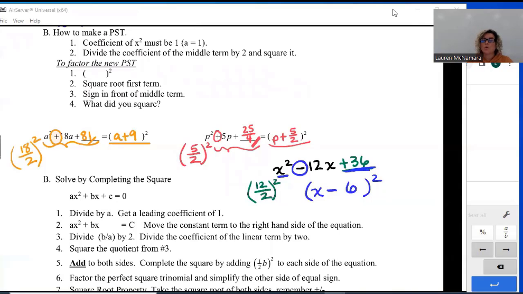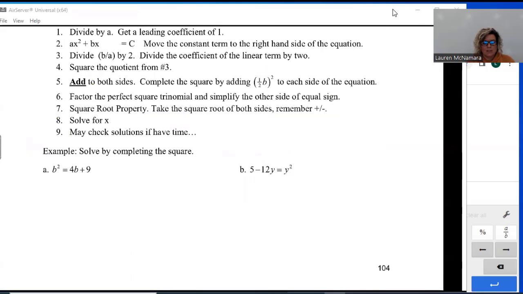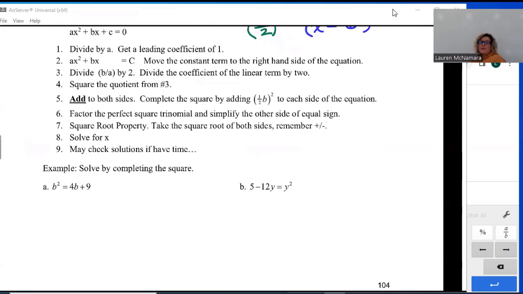So that's one of the main things that you're doing when you're solving by completing the square. All right, so let's do a couple of these examples here. Solve by completing the square.